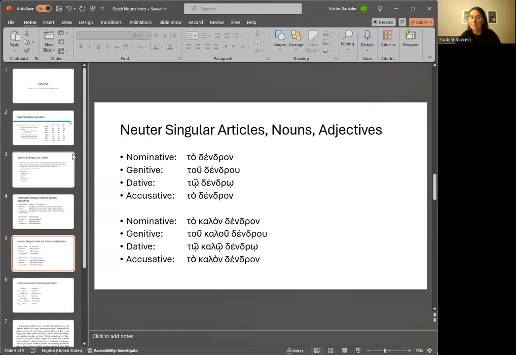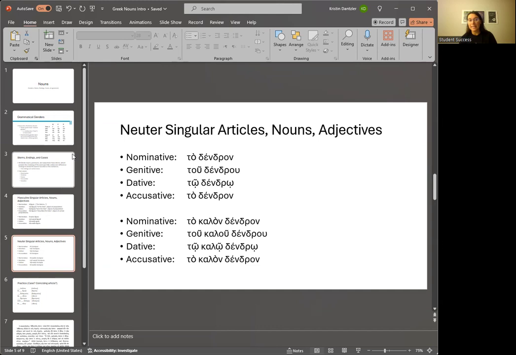So the only difference with the neuter is that its nominative and accusative are the same. And they're completely different from the nominative and accusative of the masculine. So to dendron, that would be the tree. Dendron is tree. So when you see that in a sentence, you're going to need context.